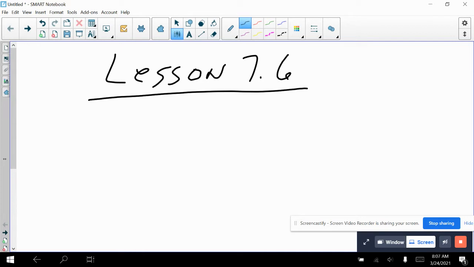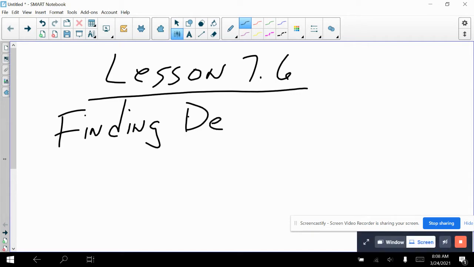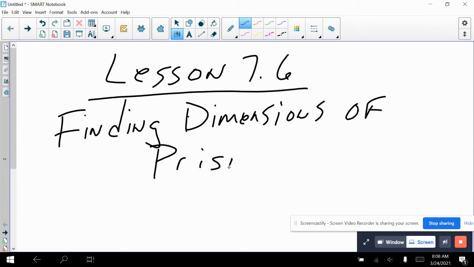All right, we're moving on today here. Yesterday was finding the dimensions of plane figures. And today we will be finding dimensions of prisms.